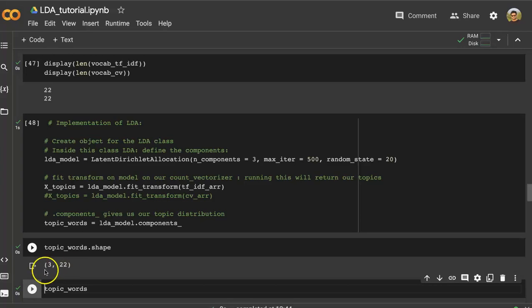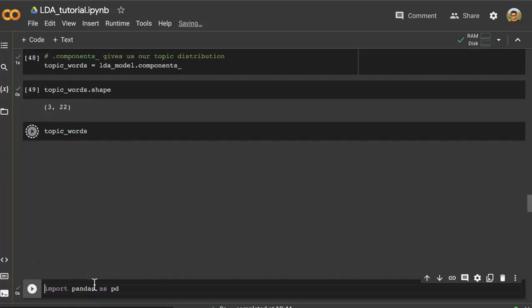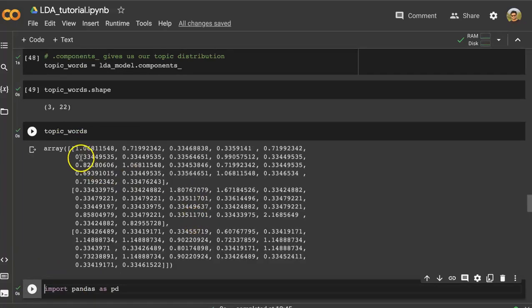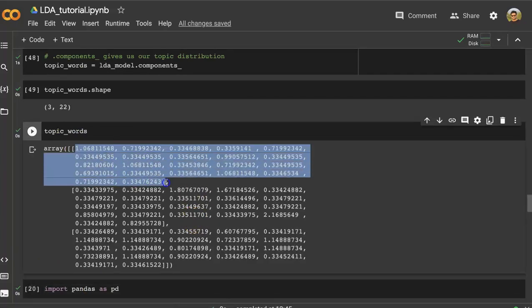So for each of these topic classes you will find this thing. If you want to see, you can print it. So for topic class 0, what is the probability for each of these individual 22 words? It's not actually the probability, because the sum of the values is greater than 1, and a probability cannot be greater than 1. But if you normalize this, you will get the actual probabilities.